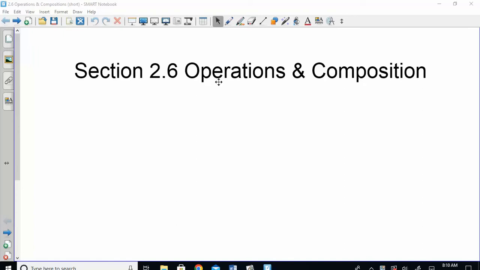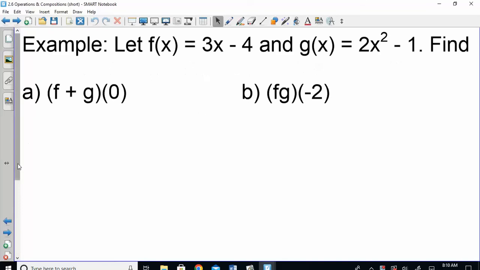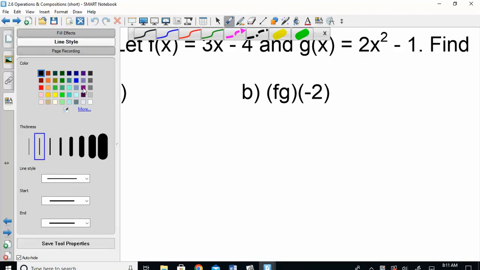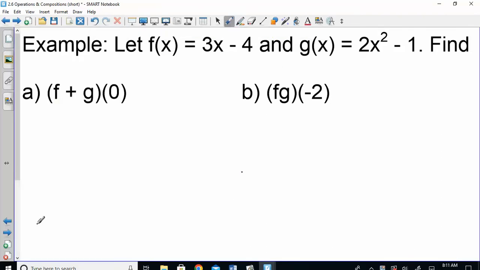So first, if I give you two functions, f of x is 3x minus 4, g of x is 2x squared minus 1. This is the one where you gotta plug it in. If I say f plus g of 0, that means x is 0, and I'm going to put it into both of them and do what with my two answers? Add them. So I just have to find f of 0 plus g of 0.